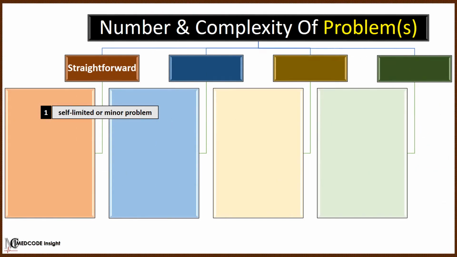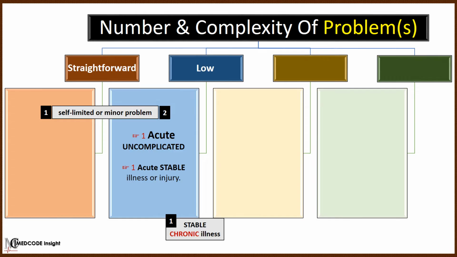When there is one self-limited or minor problem, the level of problem addressed is straightforward. In case of two self-limited or minor problems, one acute uncomplicated illness or injury, or one stable chronic illness, the level of problem addressed is low.